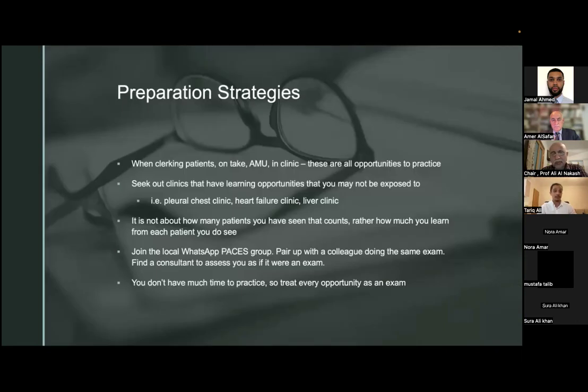So things that you can do include clerking patients on AMU. This is your day-to-day job, but treat it like it's a PACES exam. So go to see each patient with the mindset, yes, this is an opportunity for me to learn something. This is an opportunity for me to really auscultate that lung and really listen for what it sounds like. Okay, so what does an open crackle sound like? What does a pansystolic murmur sound like? What's a renal bruit?